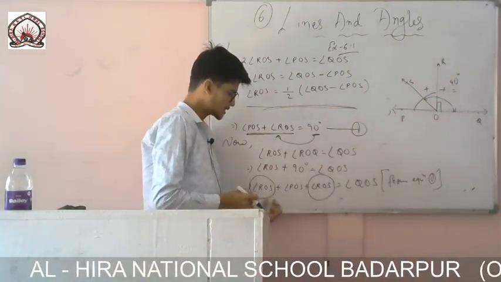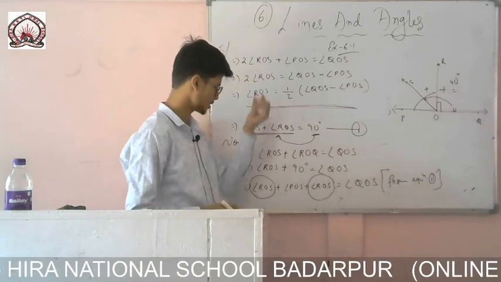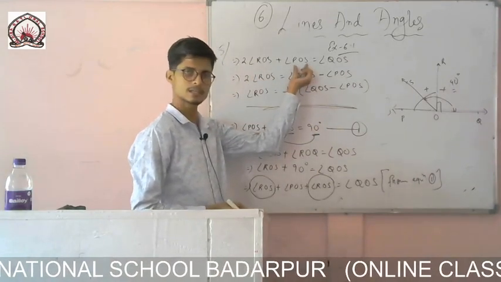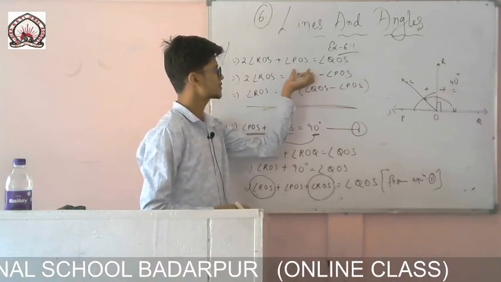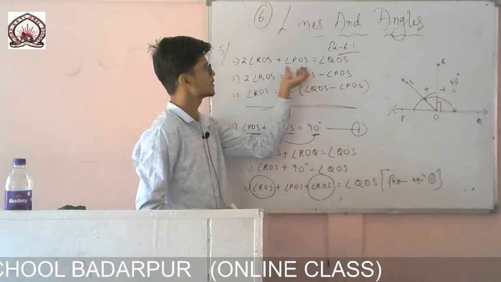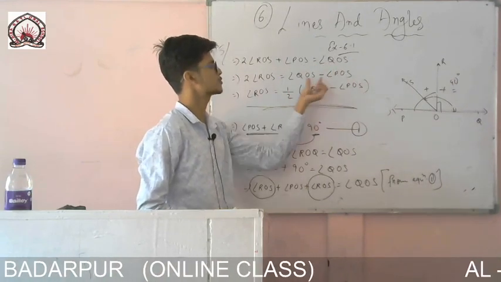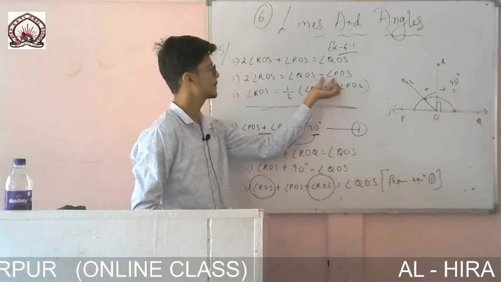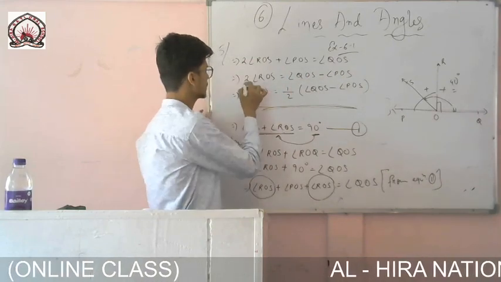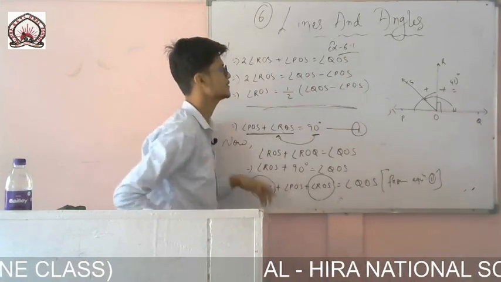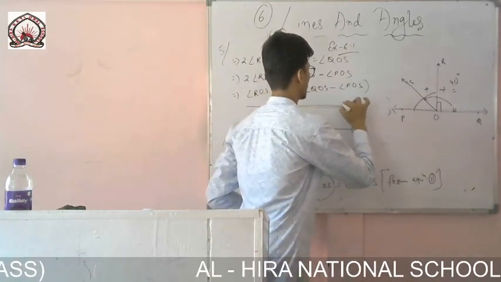Now what happened? ROS came 2 times, so twice angle ROS. POS is there, I have written. Now I am transferring to this side, transposition. So if I am transposing to this side, this plus became minus here. Now I am bringing 2 here, so it will be half into QOS minus POS. So hence proved, you can write.